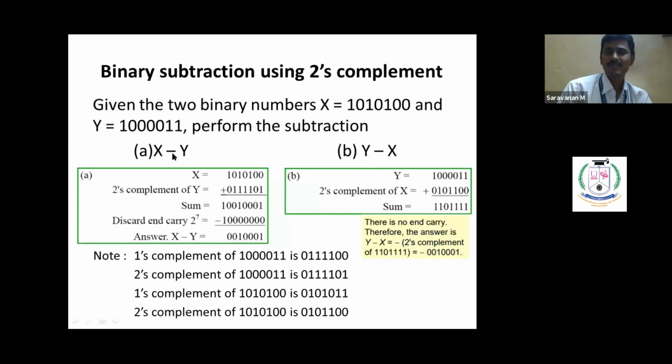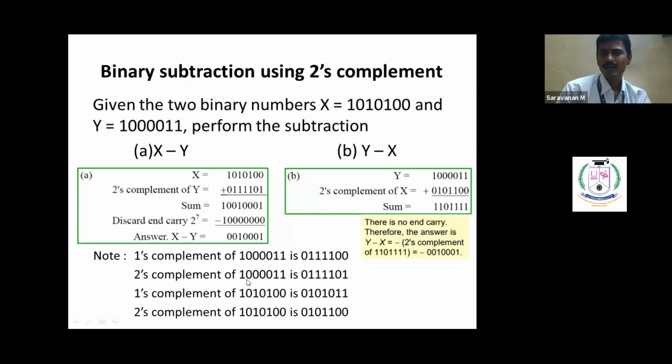We'll start with x minus y. You can see that this is a bigger number being subtracted by a smaller number. If you want to do this, take the second number, which is the subtrahend, and apply the 2's complement of it. How do we get the 2's complement? First we take the 1's complement, then we add 1. If you take the 1's complement of this, 1000011, the 1's complement is to replace 1 by 0 and 0 by 1. So this can be represented as 0 followed by four 1s, then 00. With that, just add 1 so that we get the 2's complement here.